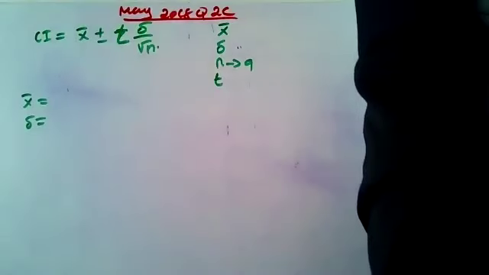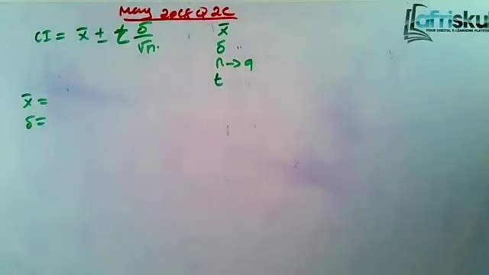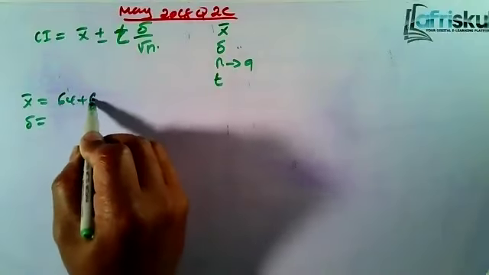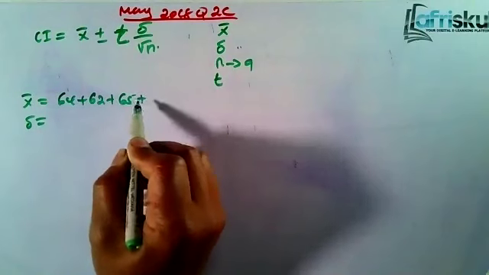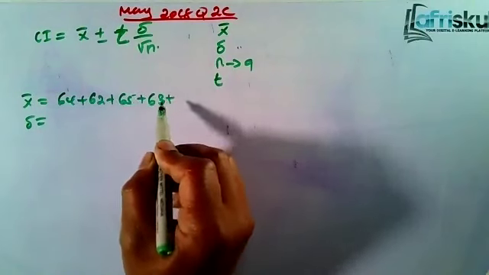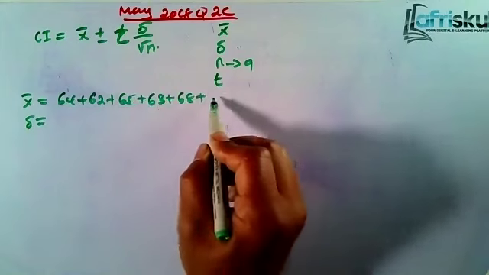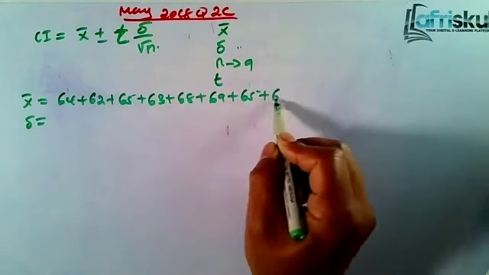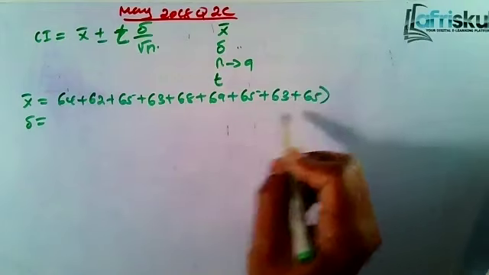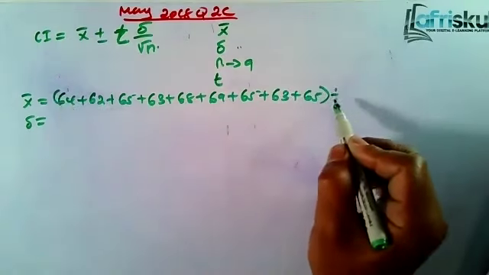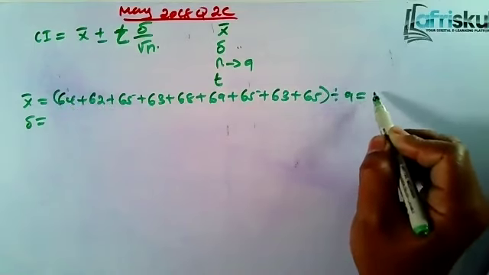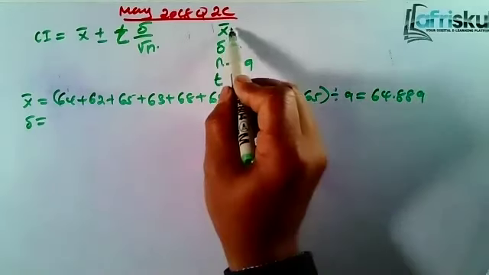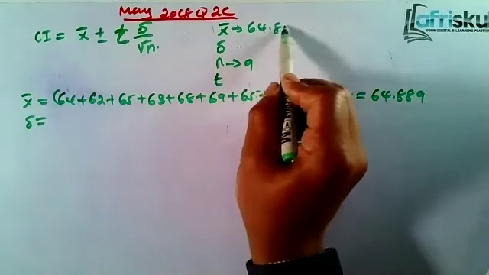So I'll be taking that, of which we have 64. I add 62 plus 65 plus 63 plus 68 plus 69 plus 65 plus 63 plus 65. And then you divide by 9. Now you will get 64.889. So we already have our X bar, which is 64.889.